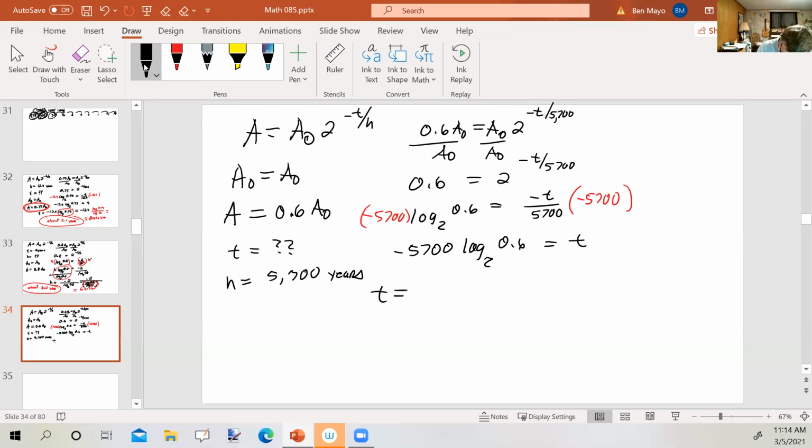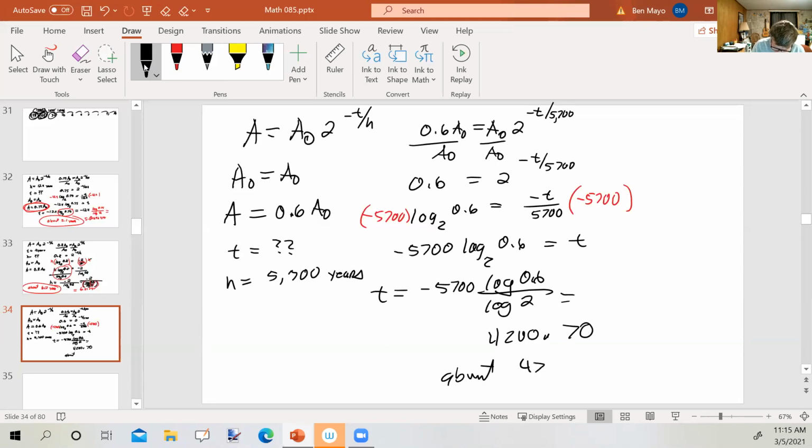Or we could say t equals negative 5,700 log base 10 of 0.6 divided by log base 10 of 2. Again, using log base 10. And I could have used natural log on top and on bottom as well. Okay, so negative 5,700, and then log of 0.6, close it up, divided by log of 2, close it up. And we come up with 4,200.70. So we'd say about 4,200 years. Any questions on that?